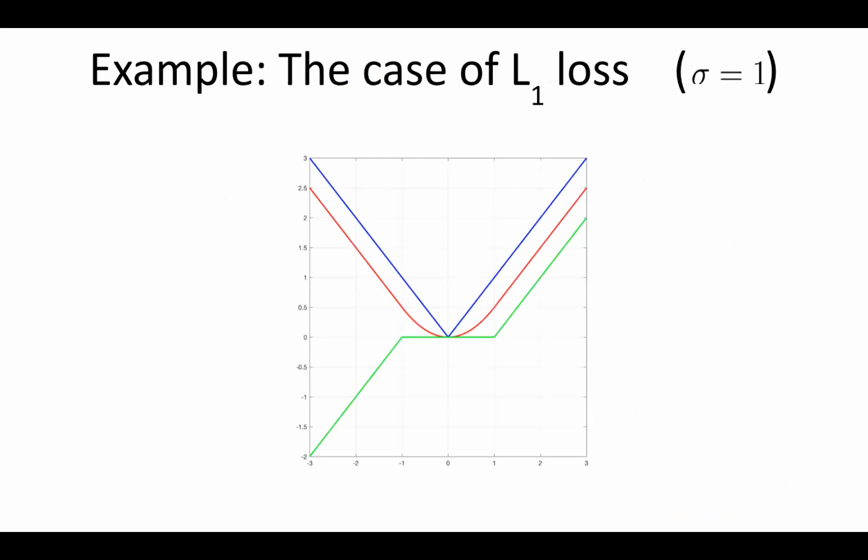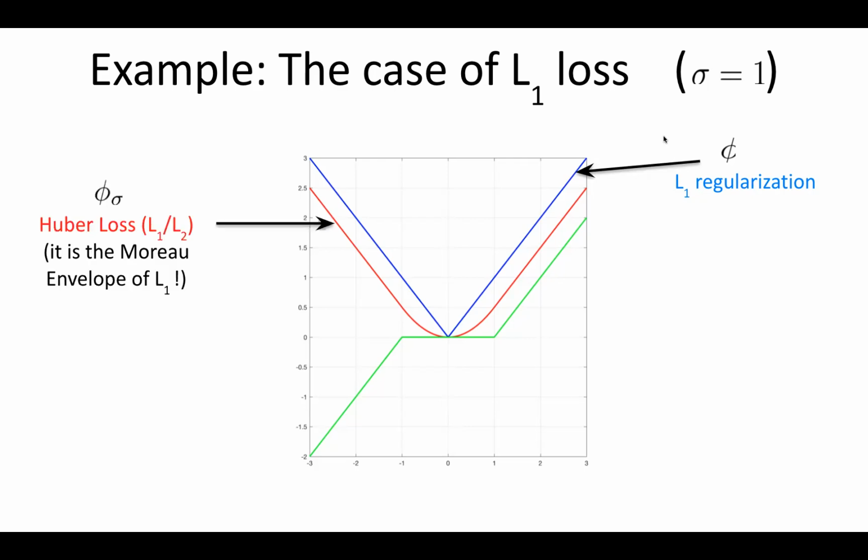Let me give you an example of what this looks like. Suppose this phi is in fact this L1 regularization. So this is just an L1 norm, okay? Now, if I compute the Moreau envelope of this, you get this red curve, which is the Moreau envelope of the L1 function, of the L1 loss. And it turns out this is precisely the so-called Huber loss, where between -1 and 1 it is a quadratic, and outside this region it is linear. This is the so-called L1, L2, or Huber loss.